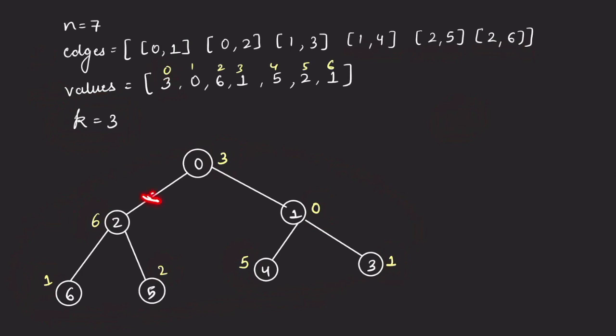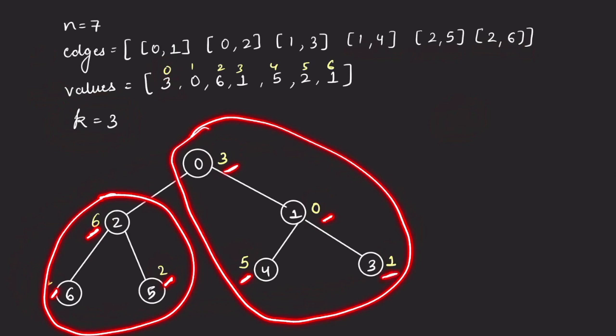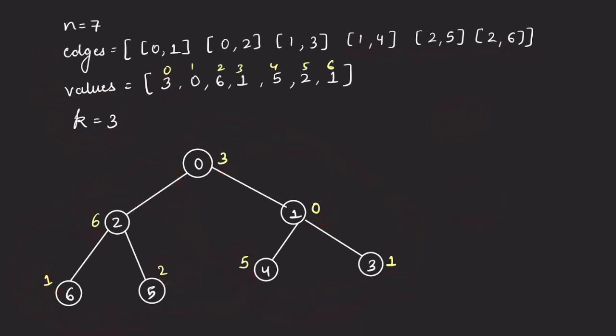See, if I remove this edge, then this will be one component and this will be one component, right? Now if you see, this will be 6 plus 1, 7, and 7 plus 2, 9. So this is divisible by k. This is a valid component. Then here 3 plus 0, 3, 3 plus 5, 8, and 8 plus 1, 9. So this is also a valid component, right? So now our number of components became 2, right? So we need to maximize the number of components, right?